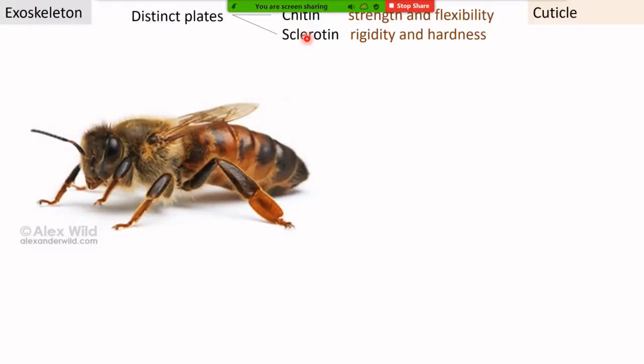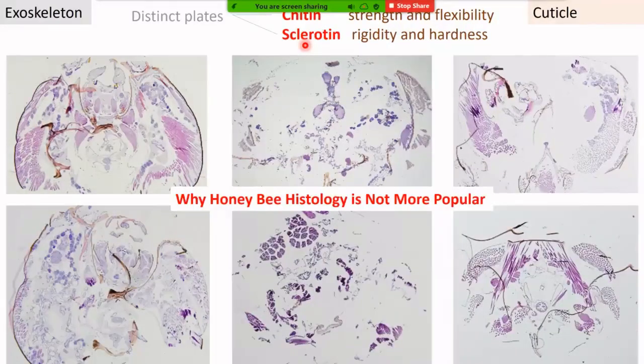The exoskeleton composed of the chitin and sclerotin works wonders for the honeybees in protecting them from the environment around them. But unfortunately for us and for all of the histology enthusiasts out there, it also prevents us from obtaining really good quality histologic slides sometimes. These images here are what our lab started with 5 years ago, when we were really excited to delve into the world of honeybee histology.